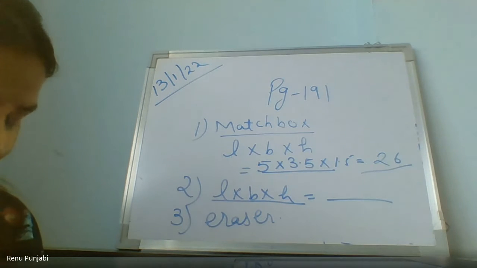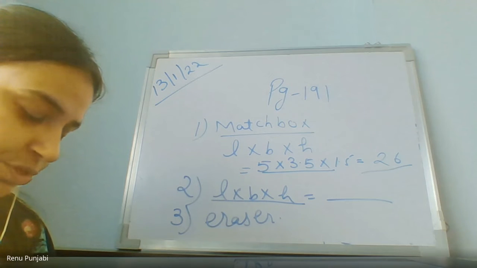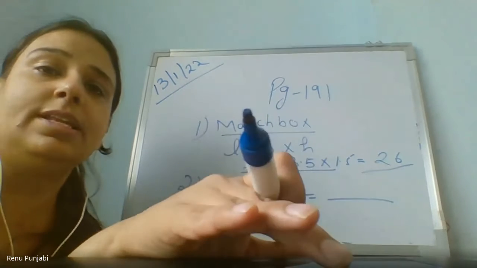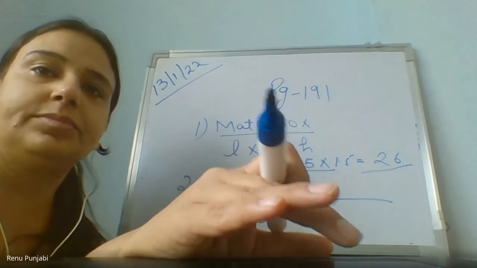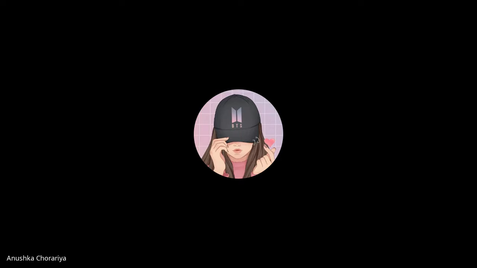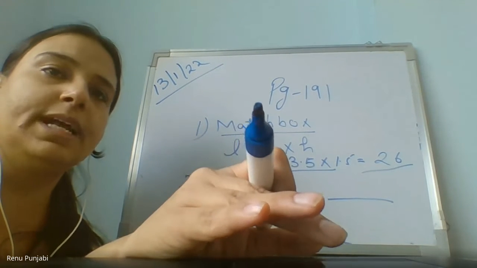Next is Tanu is making a stage with the matchboxes. She first puts 14 matchboxes like this in the first layer, let me present the screen. Ma'am, I have just 7 matchboxes. You can do it with the 7 matchboxes, no problem. Find the volume of 7.